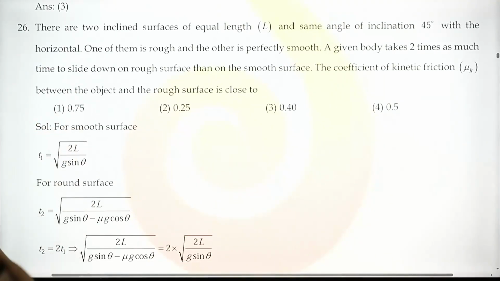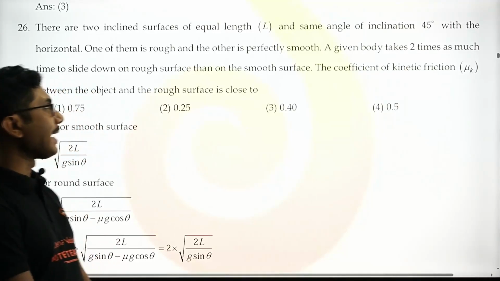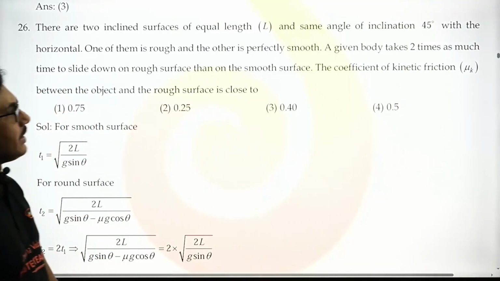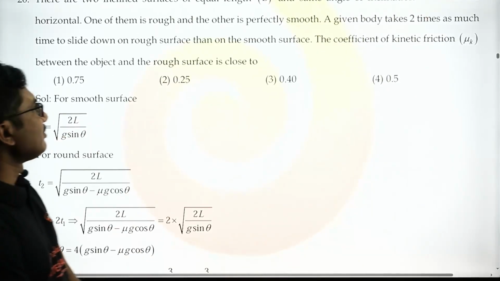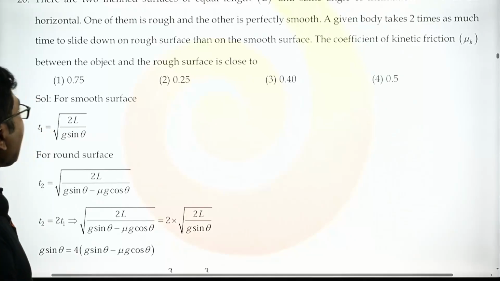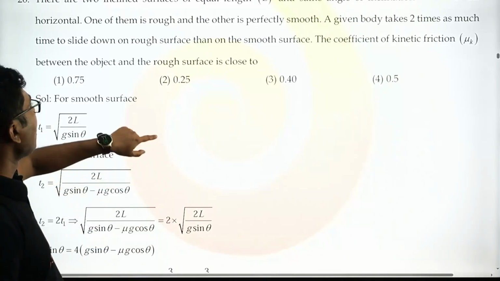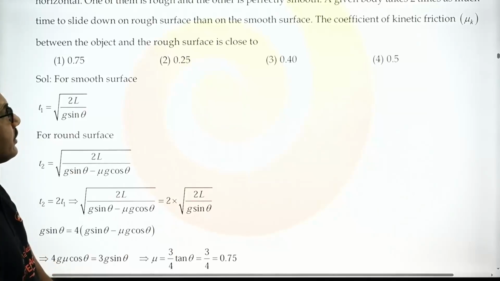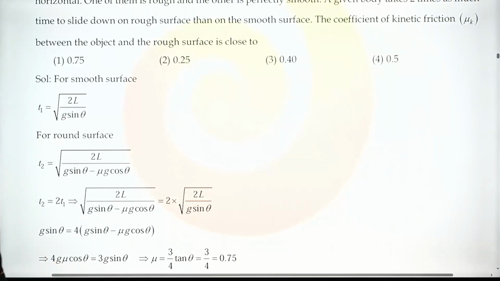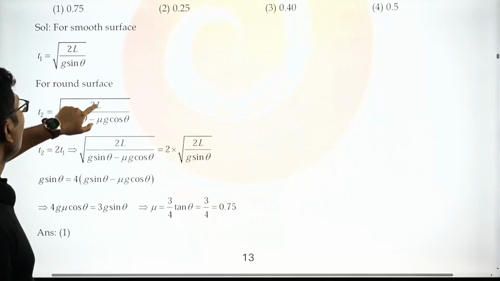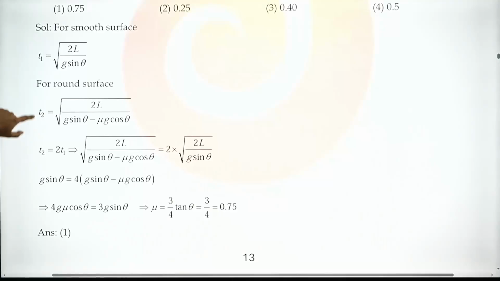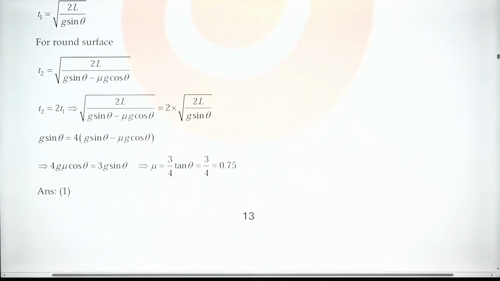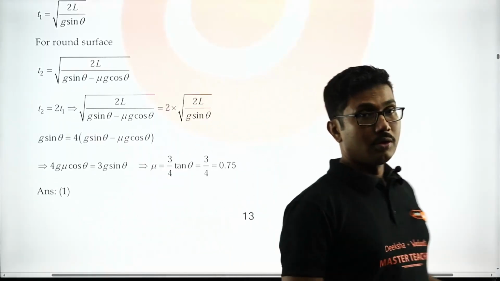There are two inclined surfaces of equal length L and same angle of inclination 45 degrees with the horizontal. One of them is rough and the other is perfectly smooth. A given body takes 2 times as much time to slide down the rough surface as on the smooth surface. The coefficient of kinetic friction between the object and the rough surface is close to. So for the smooth surface the time is root of 2L by g sin theta, and for the rough surface it is root of 2L by g sin theta minus mu cos theta. So this is the formula from your laws of motion chapter.